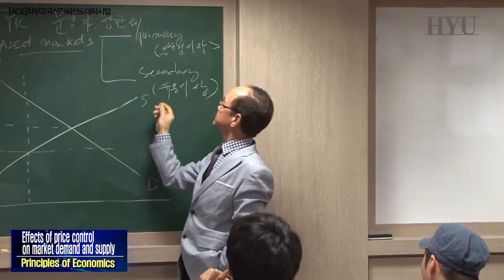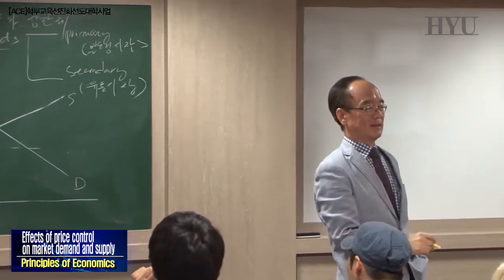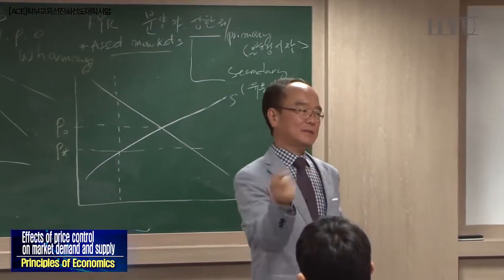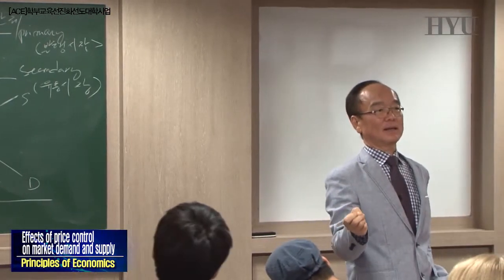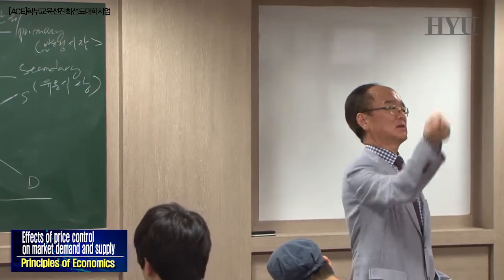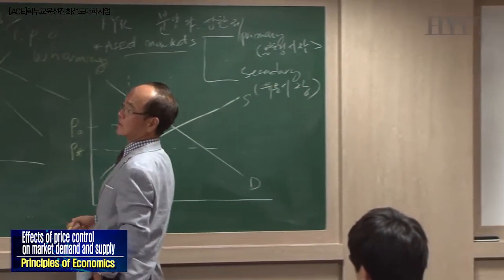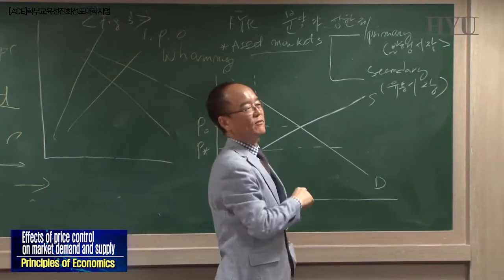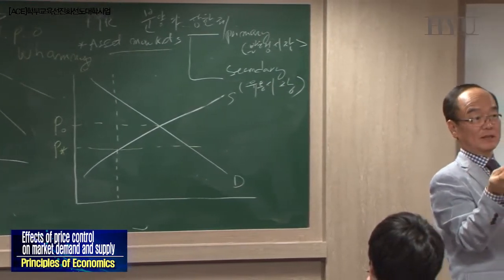Okay. And then secondary apartment, existing apartment, buy and sell. Stock, existing, you see, right now you buy and sell Samsung Electronics stocks, that's secondary market. Existing house, the same story, the newly built apartment, the existing that you can sell. What is unique in Korea is that, okay, this is kind of a simplified version, not exactly true, but very close to the reality.